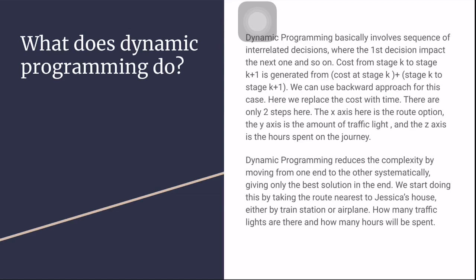Here we replace the cost with time. There are only two steps here. The x-axis here is the road option, the y-axis is the amount of traffic lights, and the z-axis is the hours spent on the journey.